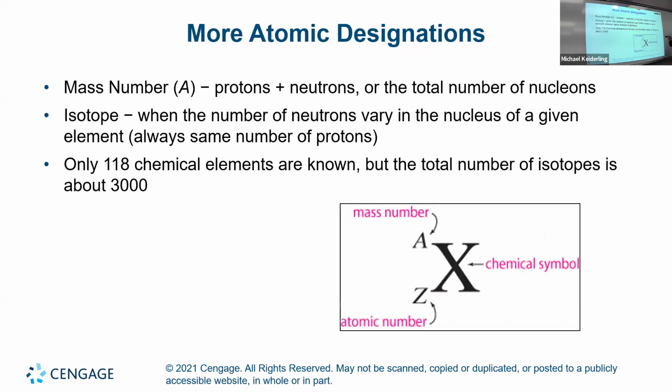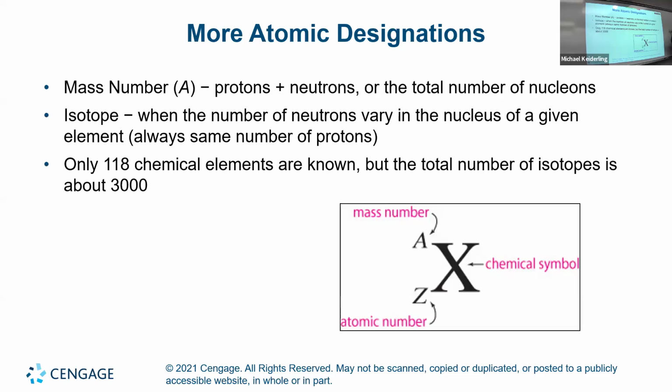Now, the other number we use to describe nuclei is the atomic mass, the mass number. This is the total number of protons plus neutrons. And this number also more or less corresponds to the mass of the atom. The electrons barely weigh in.